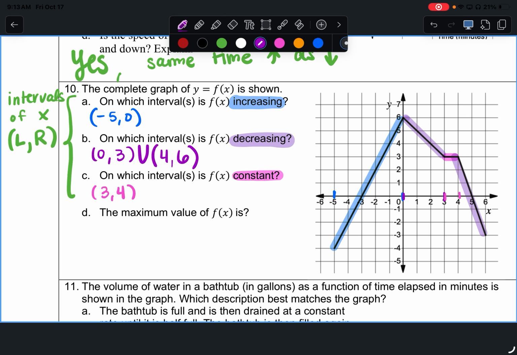All right, now, the maximum value of f of x. This right here just wants the max y. That's all it's asking for. So what is the maximum of that graph? 6. So that is our answer.